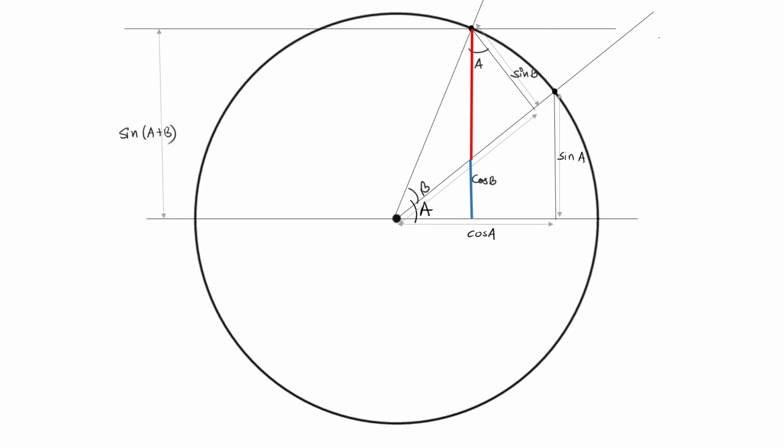And let's think about this red length. What would be this red length? So you see, you have in this right angle triangle, this one, I can mark it as A, B, C.